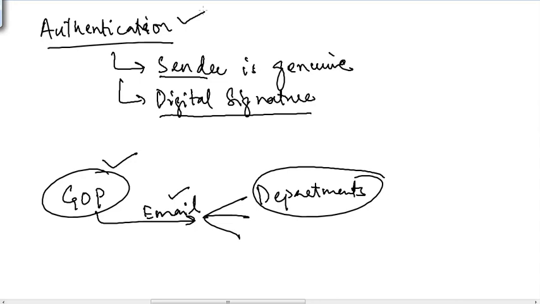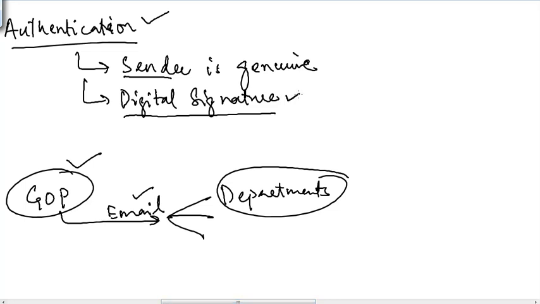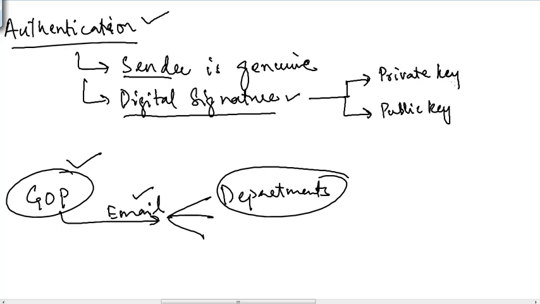Okay, now how do we authenticate? See, the technique to authenticate uses digital signature, and in digital signature two keys are used. One of the keys is called the private key and the other key is called the public key. Now both of these keys belong to the sender. So you use the sender's private key and the sender's public key. So both keys belong to the sender.